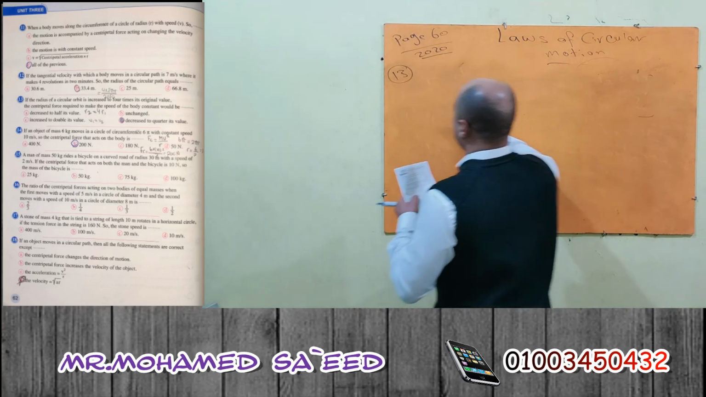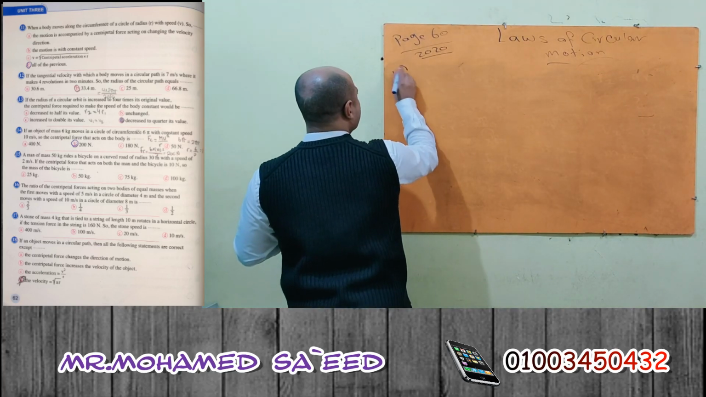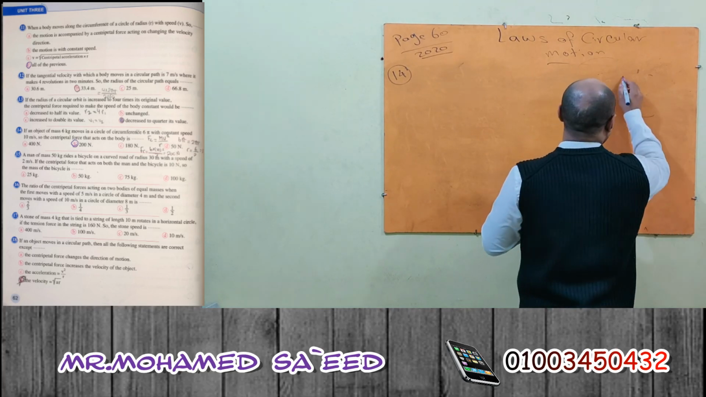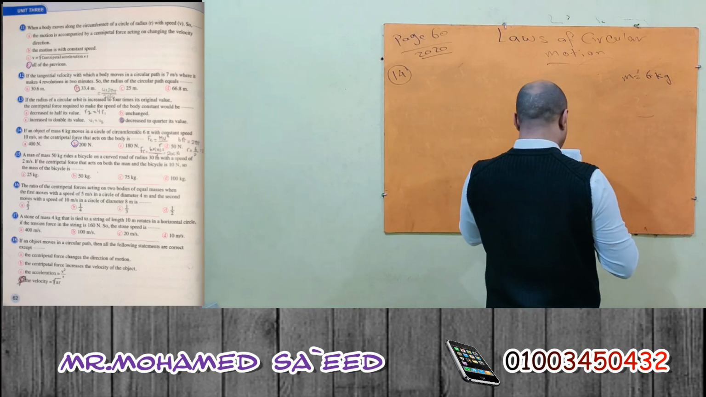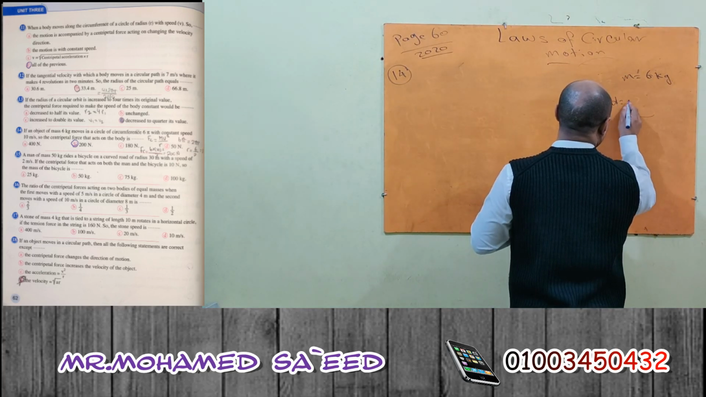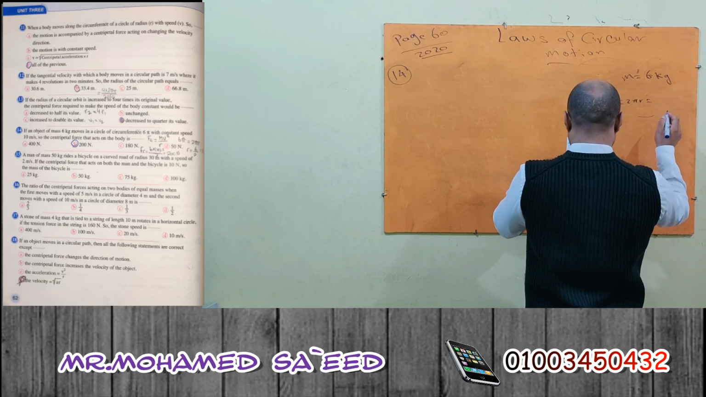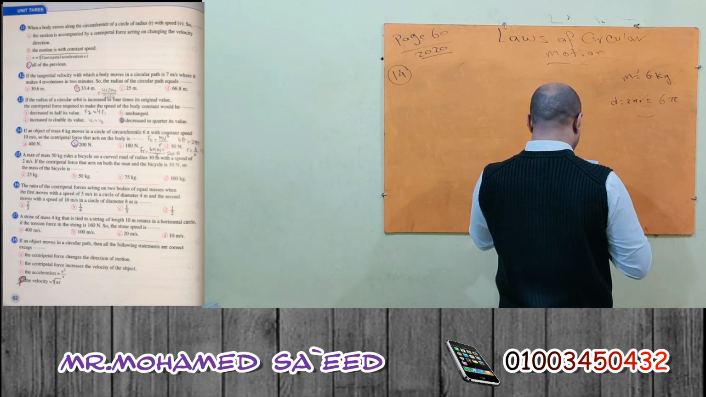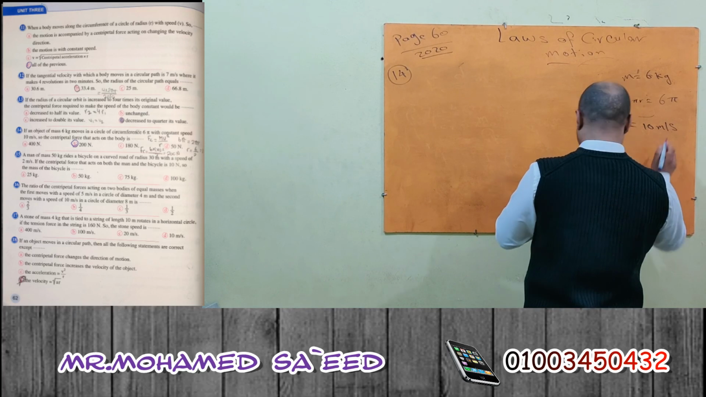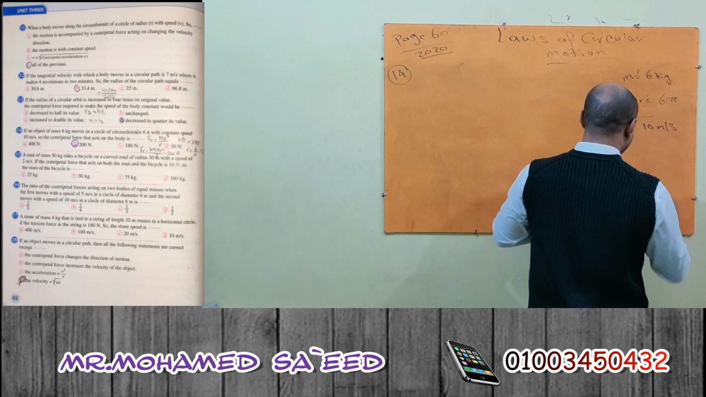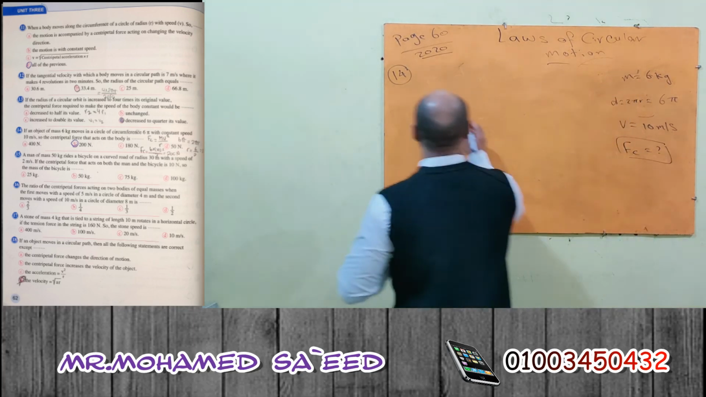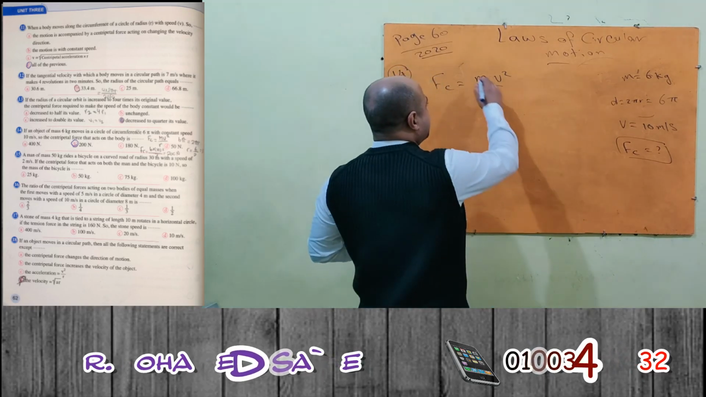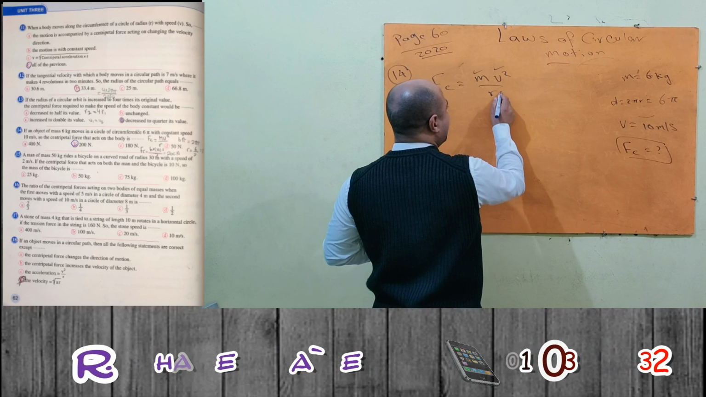Okay, question number 14. If an object of mass 6 kilograms moves in a circular path with circumference 6 pi, mass equals 6 kilograms, circumference means 2 pi r, which equals 6 pi, with constant speed 10 meters per second, v equals 10 meters per second, so the centripetal force that acts on this body equals what? Fc equals mv square over r. We have the mass and the velocity, but we don't have the radius.